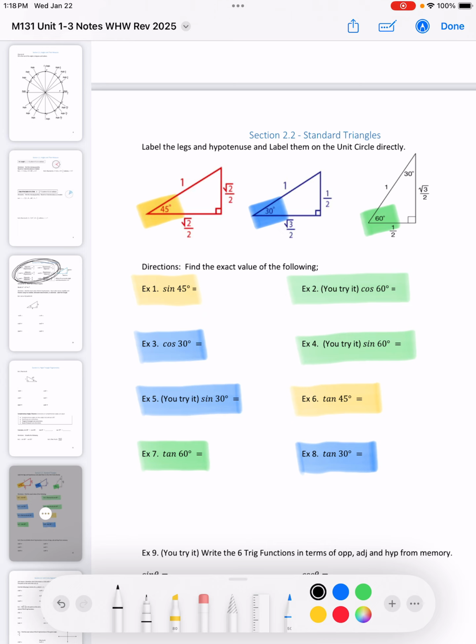So example 1, the sine of 45 degrees. I'm going to use this very first triangle, where my angle theta is in the bottom left. Looking at that, 1 is the hypotenuse, and then the two legs happen to be the same number, but the opposite is the one not touching the angle, and the adjacent is the one touching. I'm going to go ahead and label all of these. For the 30 degrees, opposite is not touching, adjacent means it is touching, and then we have the hypotenuse. Same thing for 60: opposite, adjacent, hypotenuse.